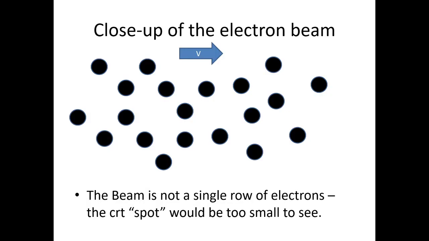So let's look at a close-up of the electron beam. Now, the electron beam is not a single row of electrons moving from left to right in our example here, because a single solitary row of electrons would not make a point big enough that you could possibly see. At least I don't think it could. So our electron beam has a definite width to it, but it didn't matter. It could be smaller, but it's going to have some width to it. Okay, and so we're going to pick these two charges here that are moving together with velocity v.